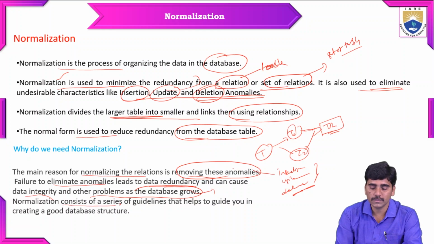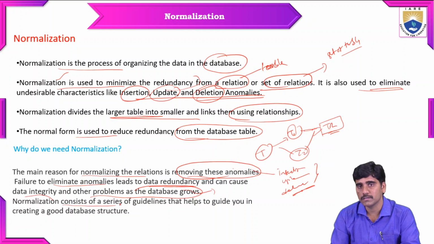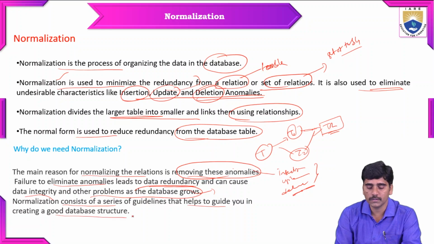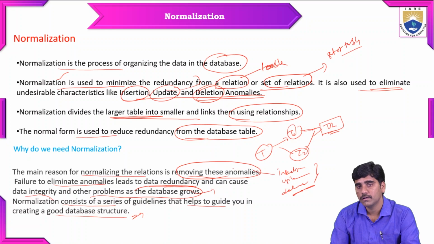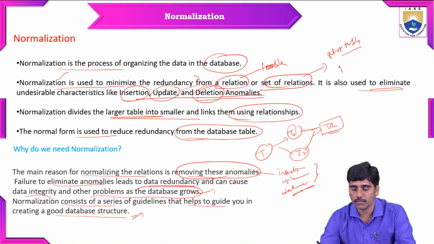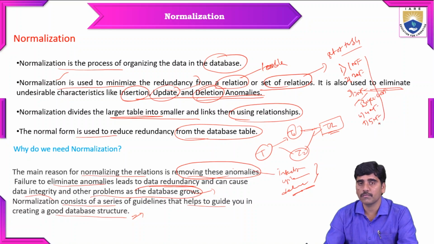And normalization consists of a series of guidelines that helps to guide you in creating a good database structure. For this, we have different types of normal forms: first normal form, second normal form, third normal form, and the stronger normal form called Boyce-Codd normal form, then fourth normal form and fifth normal form. So different types of normal forms are there.